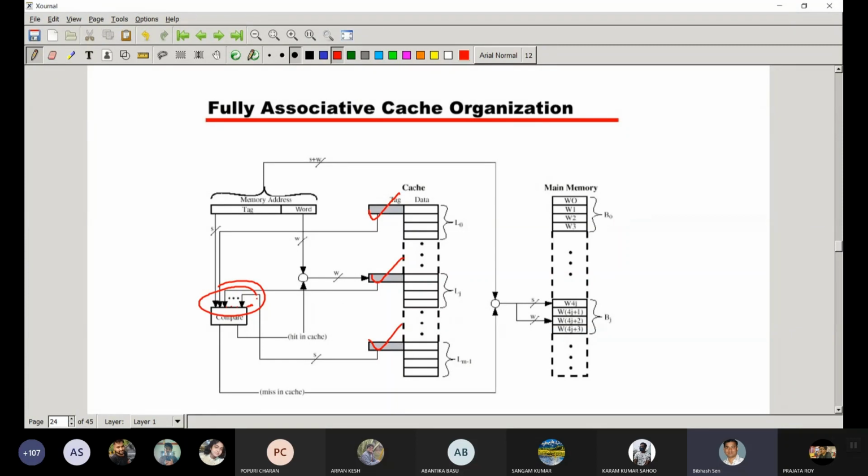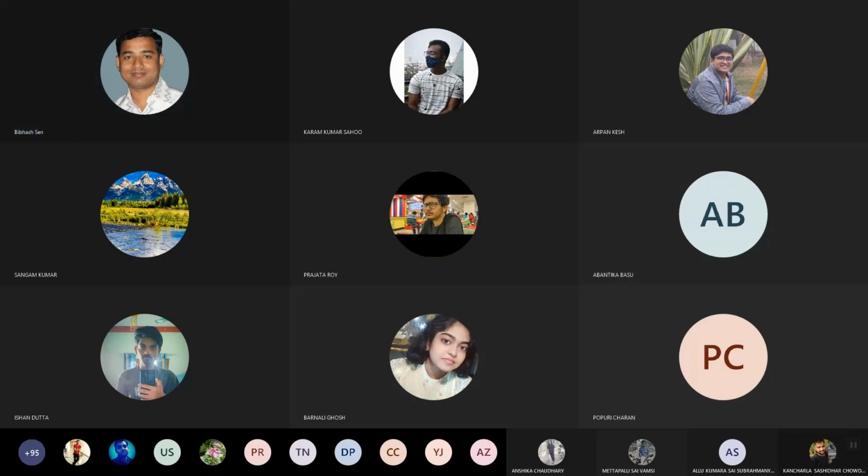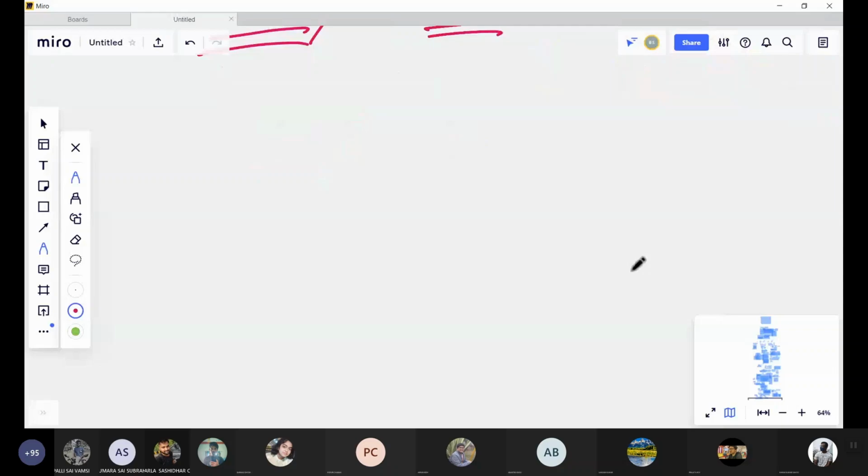So if I go a little bit to Miro, I can draw the figures again. So it looks like this in the context of the hardware view. If you go to the hardware view, how does it look? It's visible, sir. Yes, I'm coming. Now it's visible, I think.